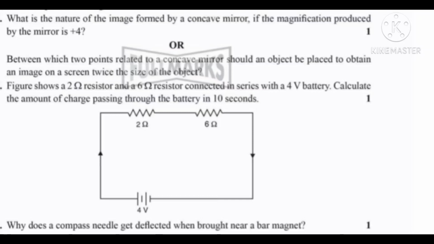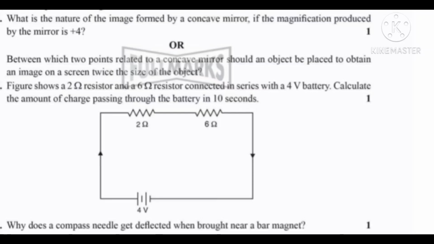Okay. Now the second question is a circuit diagram in which two resistances are given, that is 2 ohm and 6 ohm resistors connected in series with a 4-volt battery. You have to calculate the amount of charge passing through the battery in 10 seconds. It's very easy because first you have to find the effective resistance since it is in series. You can find it by adding. Then the battery voltage is given as 4 volt. Then the time is also given. Then you can find the amount of charge flowing through that particular circuit.